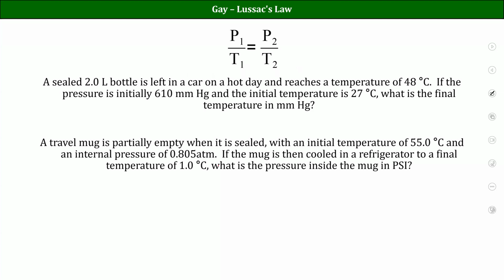It means we can do more examples. A 2 liter bottle is left in the car on a hot day and reaches the temperature of 48 Celsius. If the pressure is initially 610 torr and the initial temperature is 27 Celsius, what is the final pressure in millimeters of mercury?